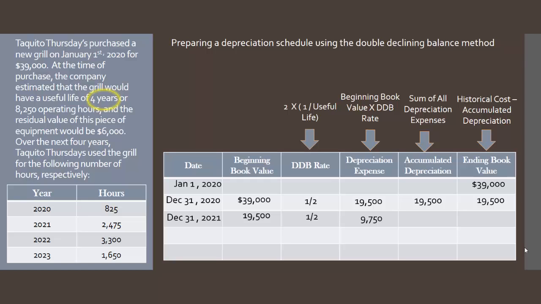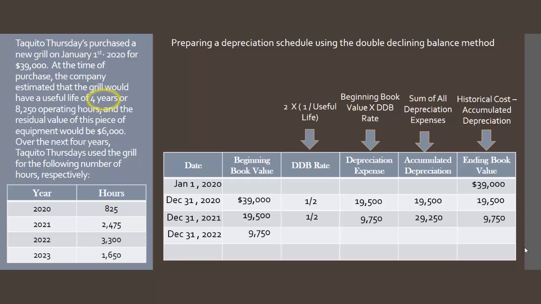And when we add that 9,750 to our existing accumulated depreciation, it is going to raise the value of our accumulated depreciation account associated with this particular piece of equipment up to $29,250 and lower the book value of our grill to $9,750. On to year 3, 2022.